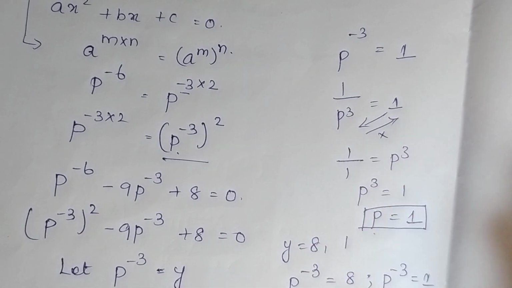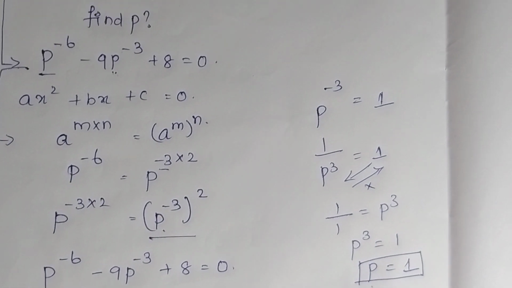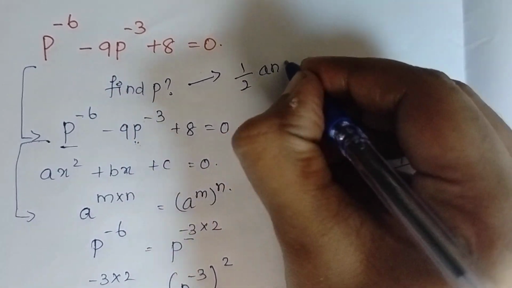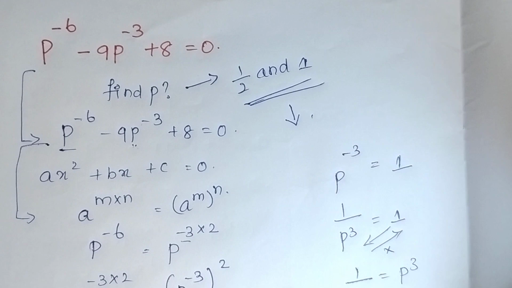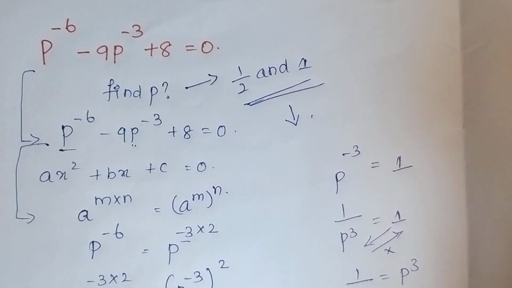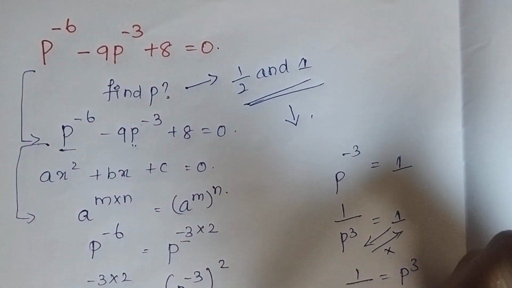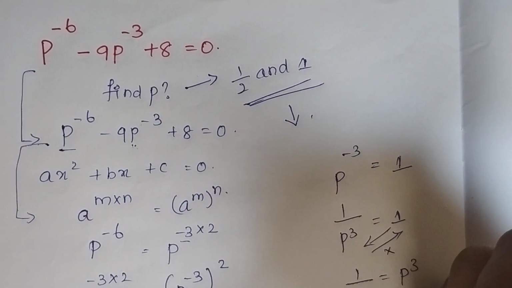Okay. So based on this equation, the values I got for P are 1 by 2 and 1. That's it. This is the answer for this equation. Please remember all of the tips which were used in this sum.